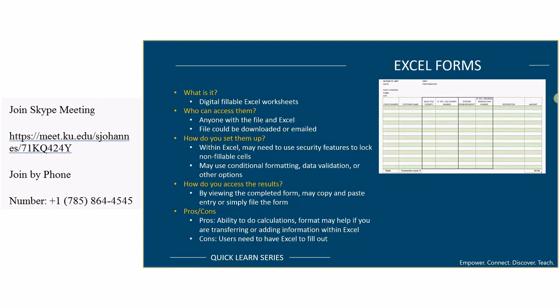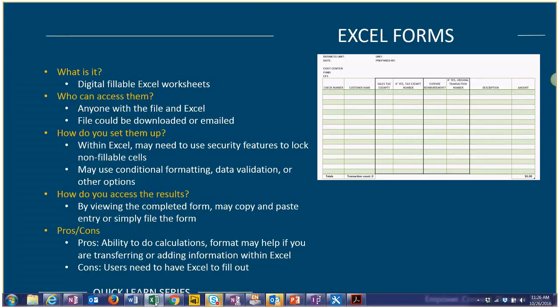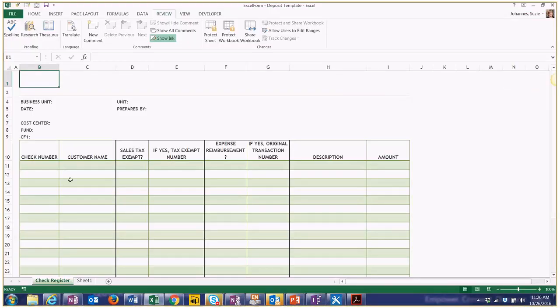So let me show you an example that I worked on with a customer, someone here at KU. This is just a form that someone could use in order to submit different check deposits. There are options here. They can fill out the number, just like Excel, and the name. When it comes to these cells, this is using something called data validation, so they can either say yes or no.